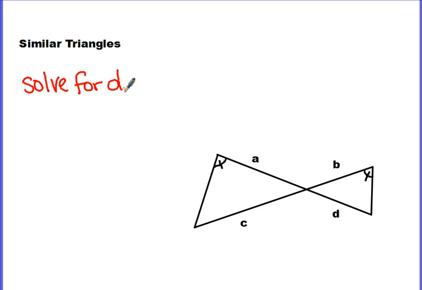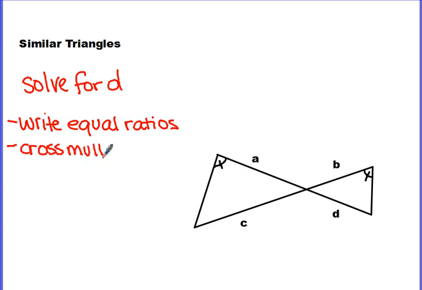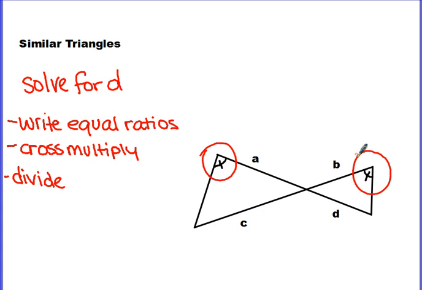The way we're going to do this is write equal ratios. And then we're going to go ahead and cross multiply and divide. Okay, so first we need to figure out what sides are similar. Now notice, this angle here and this angle here are the same. They're equal, which means their sides are going to be similar sides because we have equal angles. So side C is going to be a ratio of D. So we have C is to D.